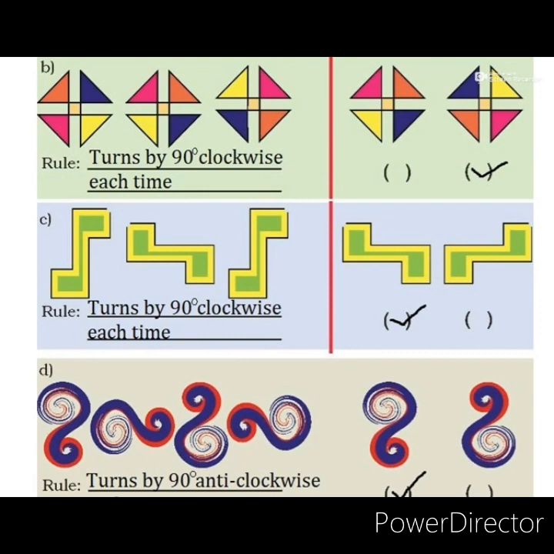Now this is our third question. See, question C. In question C, a vertical figure of yellow and green colored pattern is shown here. The second figure, you observe, since the first one was vertical, in the second position the green color is coming just downwards.